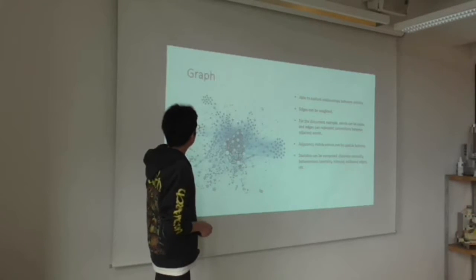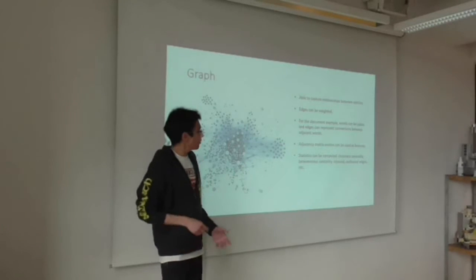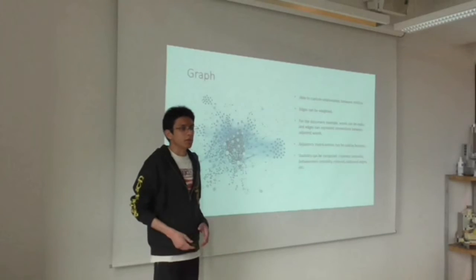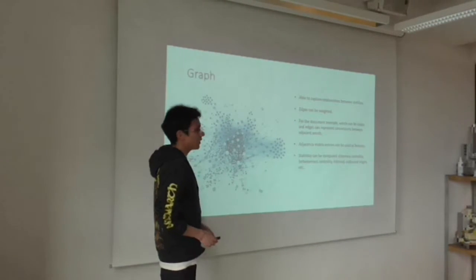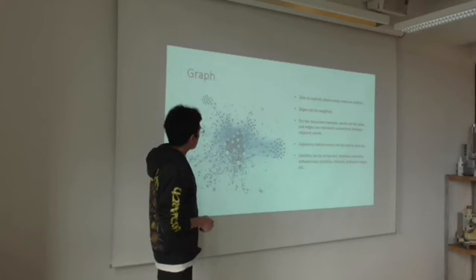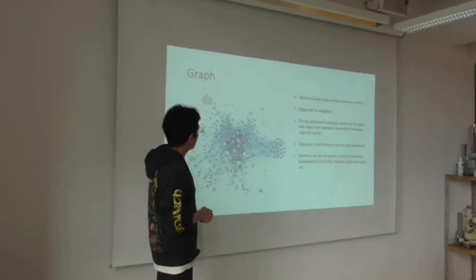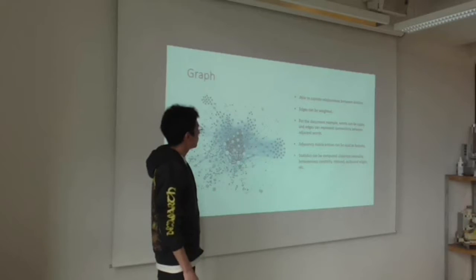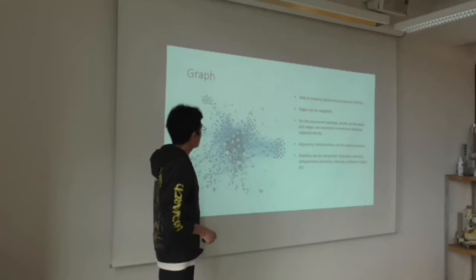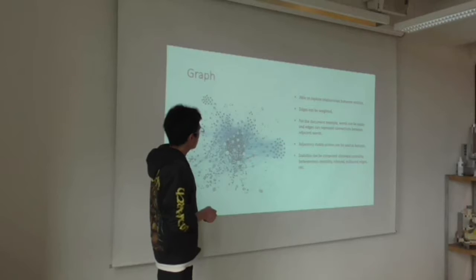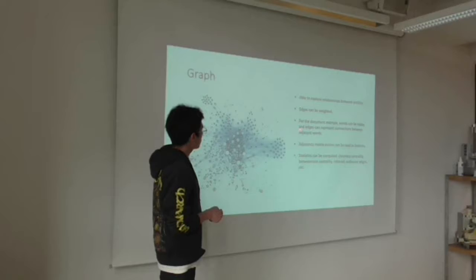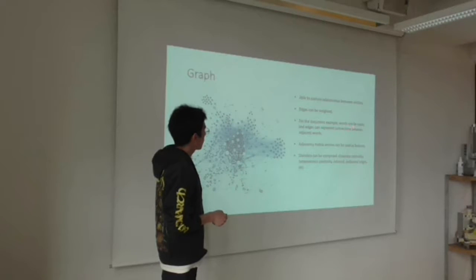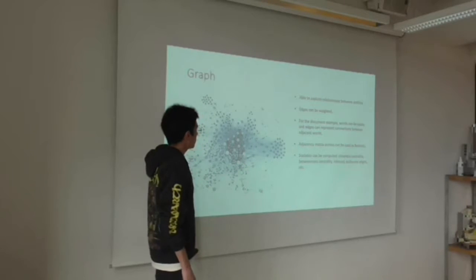And another representation that we can use to model our problem is by using graphs. This is a very general data structure. And it's really nice because you can model a lot of things using graphs. So you have nodes and you have edges. So you can capture relationships between entities, and these edges can be weighted. Also, each node can have an associated value. So for the document example, you can represent words as nodes, and edges can represent connections between adjacent words.